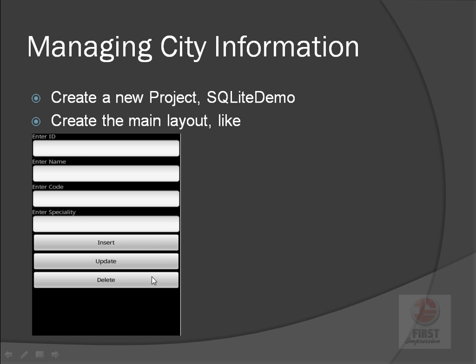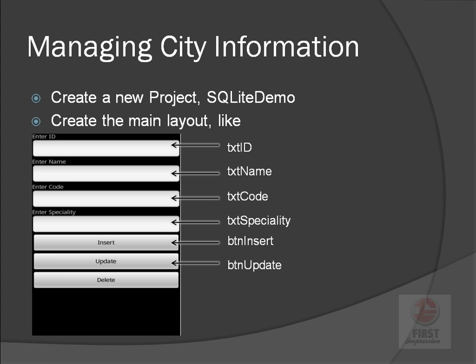We have 3 buttons: btn insert, delete and update, and we have a list view over here. This list view will be able to show all the records that we'll be inserting inside our database. So this is txt ID, txt name, txt code, txt specialty, btn insert, update, delete and the list view of cities. Now this is a linear layout which is vertically arranged.